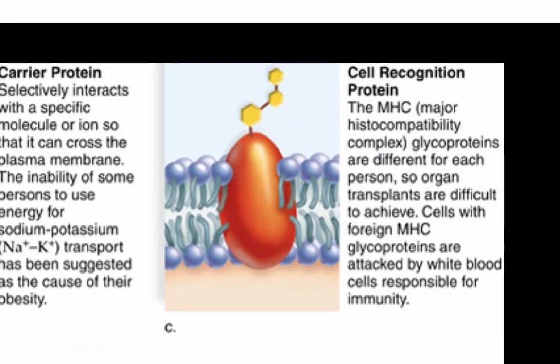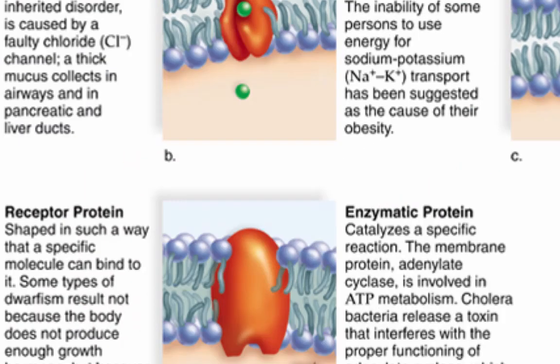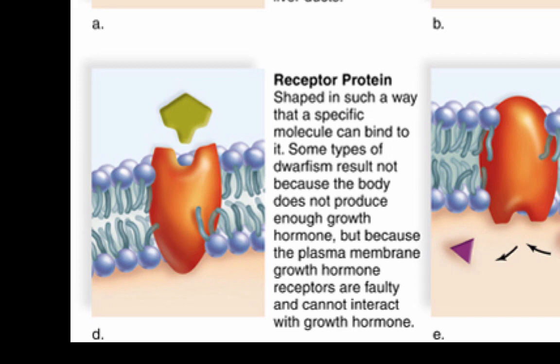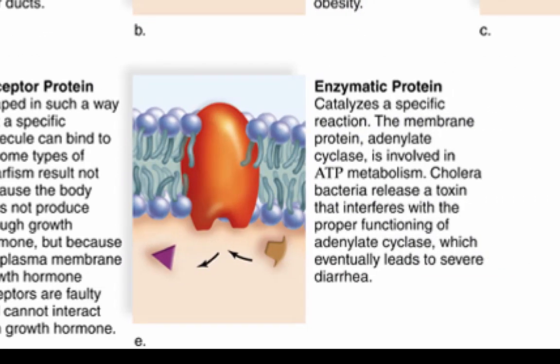Glycoproteins help with cell identification by other cells, like your immune system cells, and for adhering cells together like glue to make tissue. Receptor proteins are used to bind specific chemicals and hormones, while enzymatic proteins will catalyze a specific chemical reaction along the cell membrane.